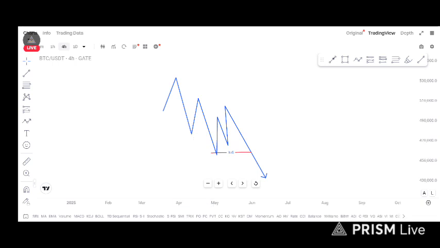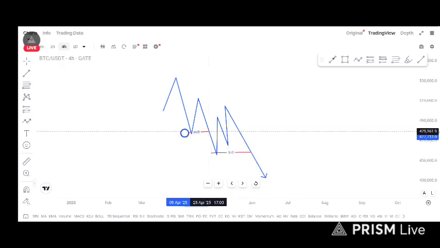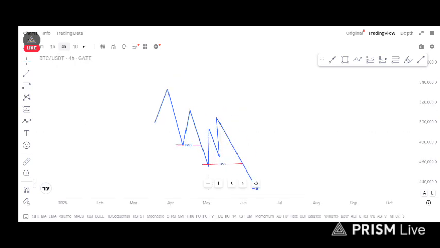Remember, we already have our break of structure here. We already have a break of structure here, and I had another break of structure here. Sorry, let me.